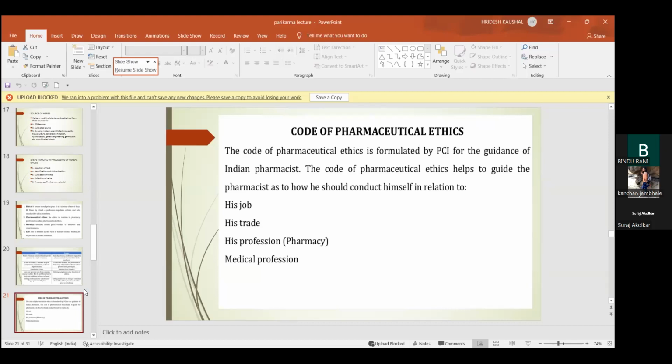As we are related to the medical profession, in our code of ethics, as per PCI, they have mentioned how we have to behave and how we have to conduct our own job, our trade, profession, and the medical profession. We are related to the medical profession, so the code of ethics also states how we have to behave and perform our services to the medical profession.